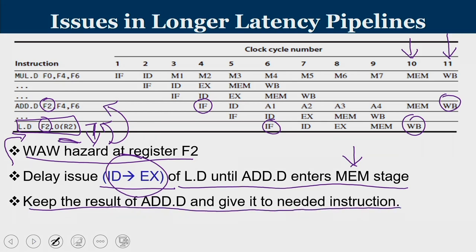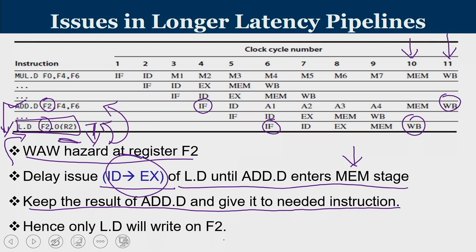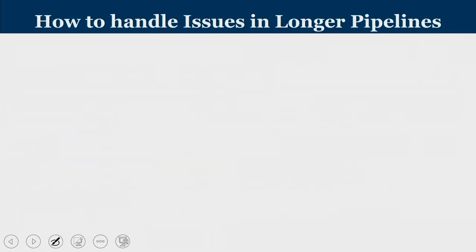That is yet another possibility. If your add instruction is going to update a register later, don't update F2. Whatever the operation is, at the end of the operation, the add has to forward the result only to those which are going to use it. In that case, only load is going to write into F2. So these are some of the methods by which we address this WAW hazard.